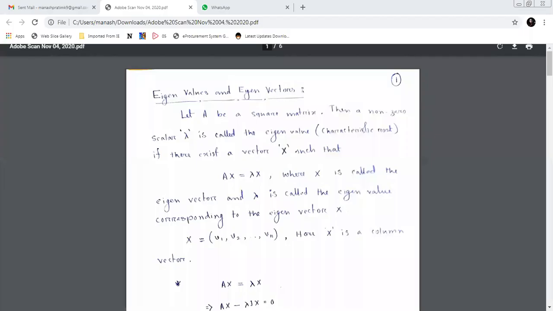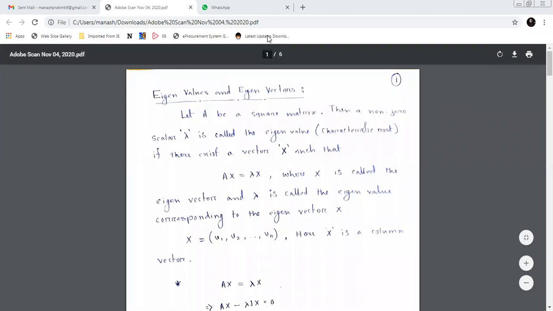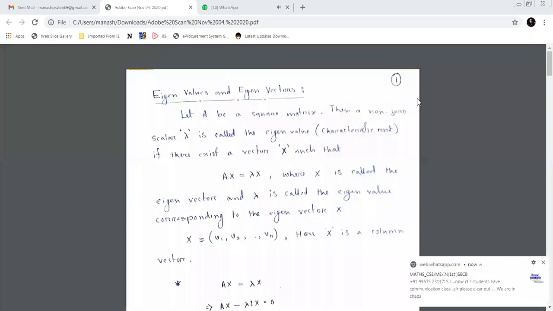So, to start the topic: eigenvalues and eigenvectors. It's a very important one. What are the eigenvalues and eigenvectors of a matrix?